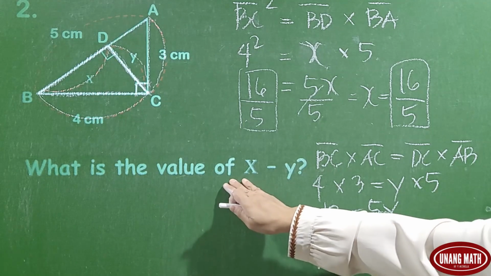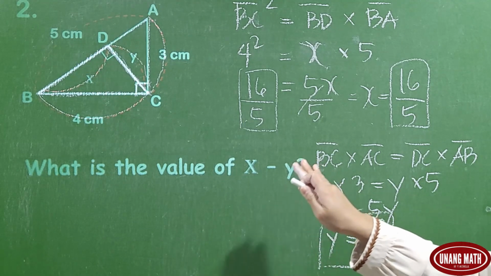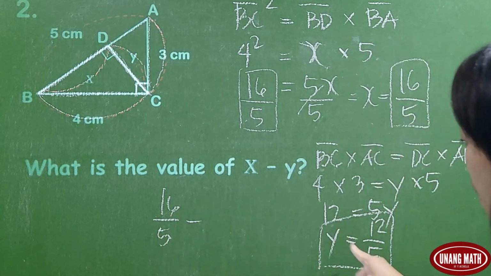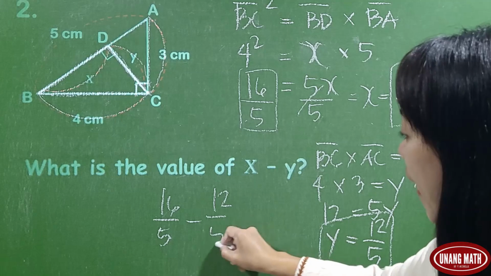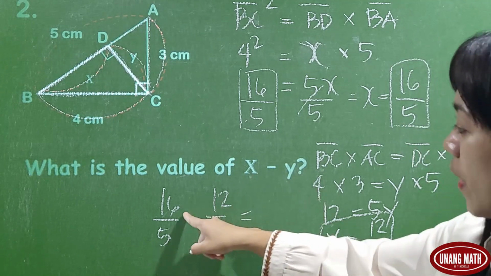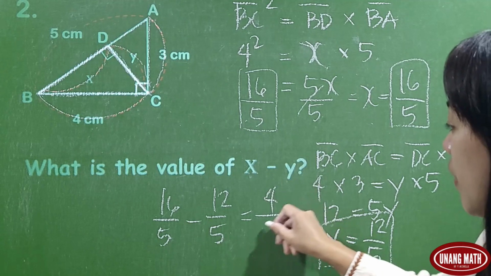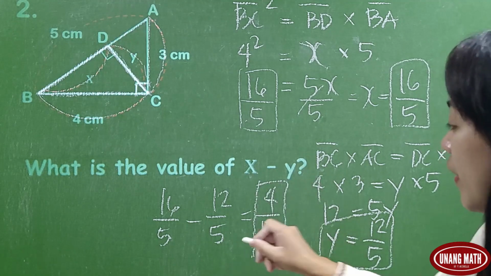So we can now find the value of x minus y. So x is 16 over 5. Subtract y, which is 12 over 5. So the value of x minus y now would be 16 over 5 minus 12 over 5. So this is now equal to 4 over 5.